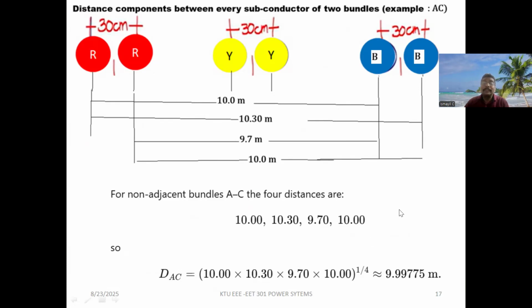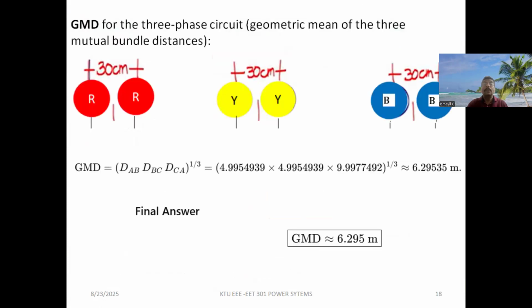If you do a similar calculation, there will be 4 distances, so you go for the fourth root. If I'm calculating using a calculator, I'm getting 9.999. So we got all the mutual distances between bundled conductors. We already calculated between R and Y and Y and B, and in this slide we have calculated between R and B. So we have 3 distances now.